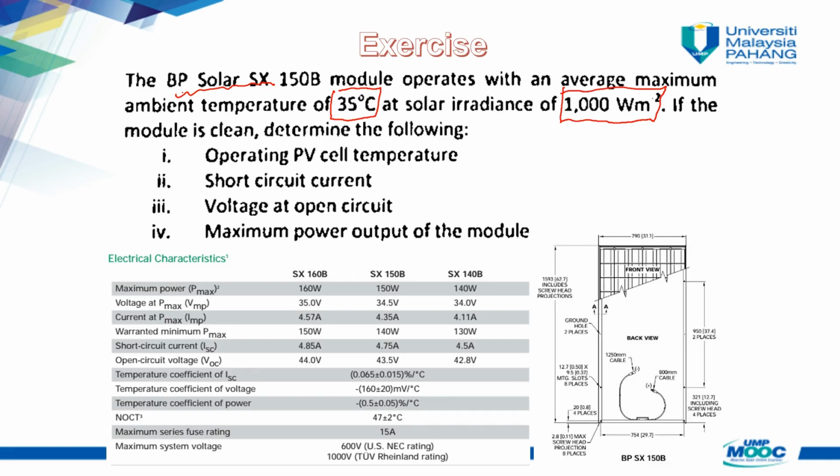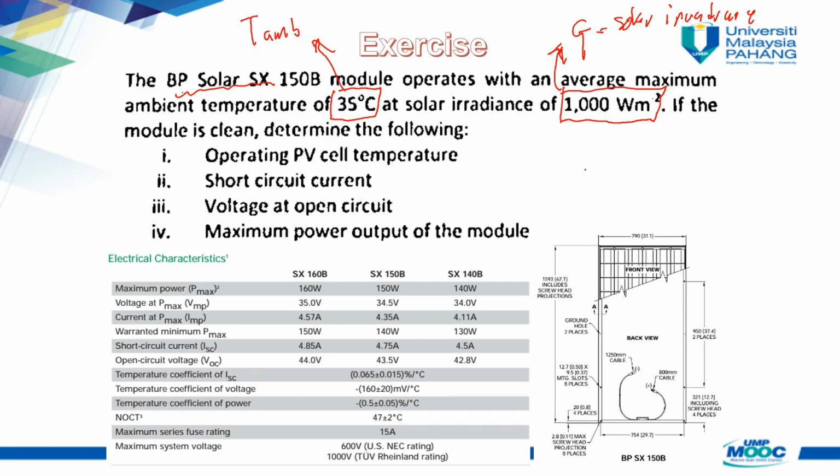Okay, so this is a very clear, very straightforward and very boring question. We know already the T ambient is 35 degrees C. This is the T ambient, and then this 1000 watt over square meter is the G value. What is G? Solar irradiance. If the module is clean, determine the following. It's actually asking you to calculate the real operating condition of the PV module. Senang.